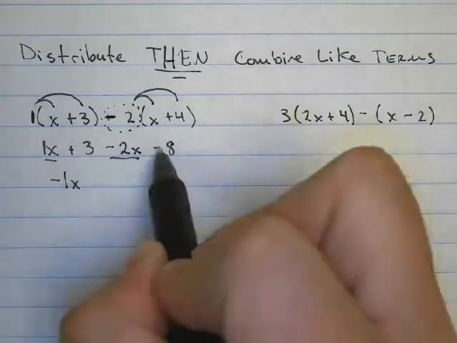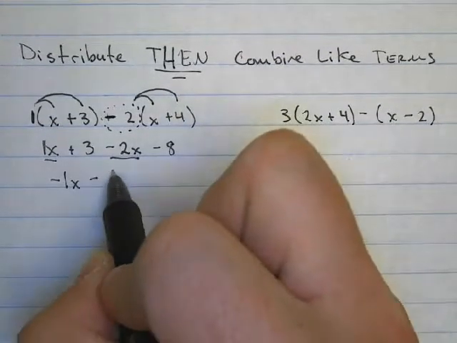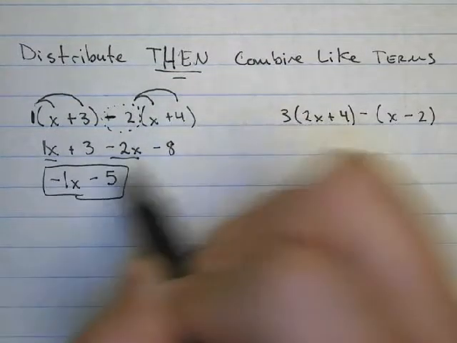Subtract and keep the sign of the larger number. So I have 8 minus 3 is 5, keeping the sign of the 8, so it's a negative 5. And there is our final answer.